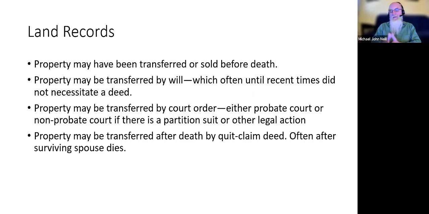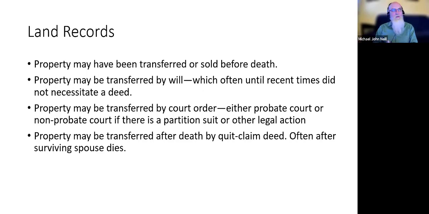If the will doesn't mention the land or there is no will, the heirs may squabble over who gets what part of it and how it's to be allocated. And they have to go to court to settle that. And in that case, the court order, the judge may order the property sold. And the judge may be the quote seller on that deed because he's ordered it to be sold at auction or what have you.